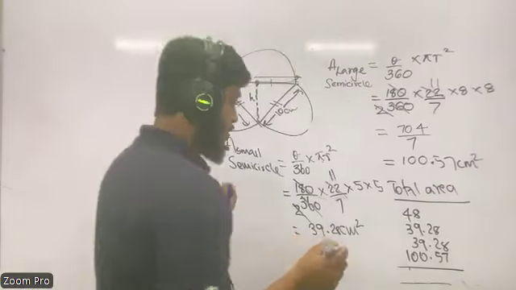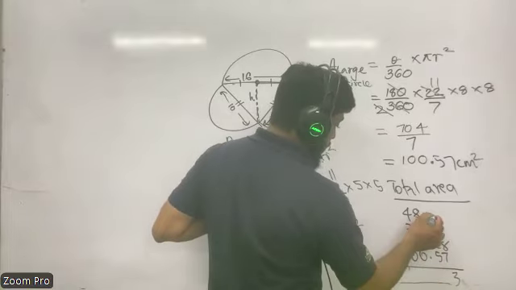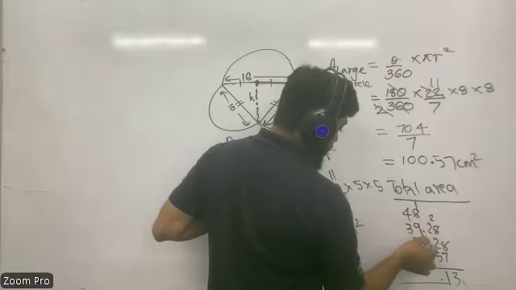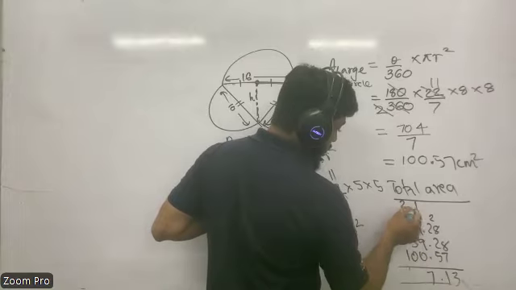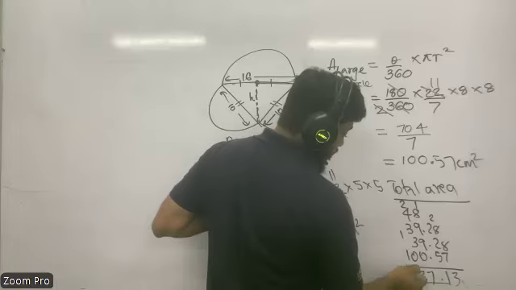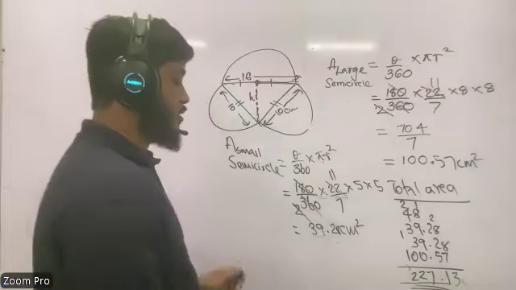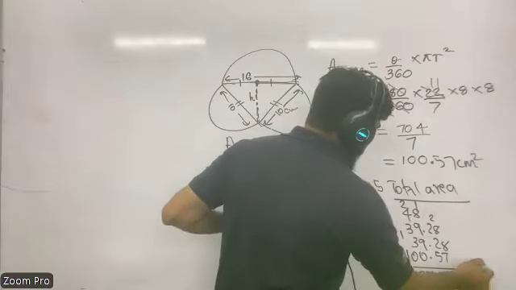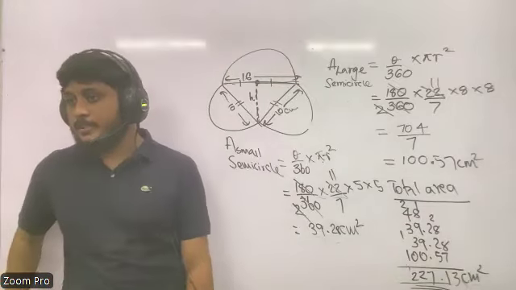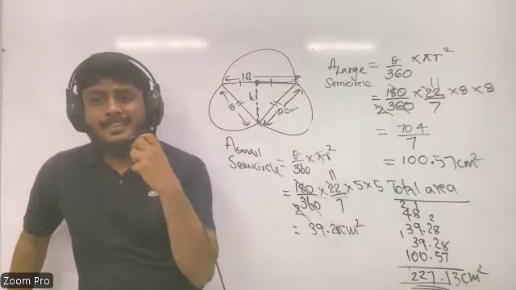8 and 8, 16 and 7, 23. 2 remainder. 2 and 2, 4, 6 and 5, 11. 1 remainder. 9, 9, 18, 9, 27. 2 remainder. 2 and 4, 6, 3, 9, 3, 12. 1 remainder. 227.13 centimeter square we get. Clear? You got that total area? Nice. So you have to do it like this.